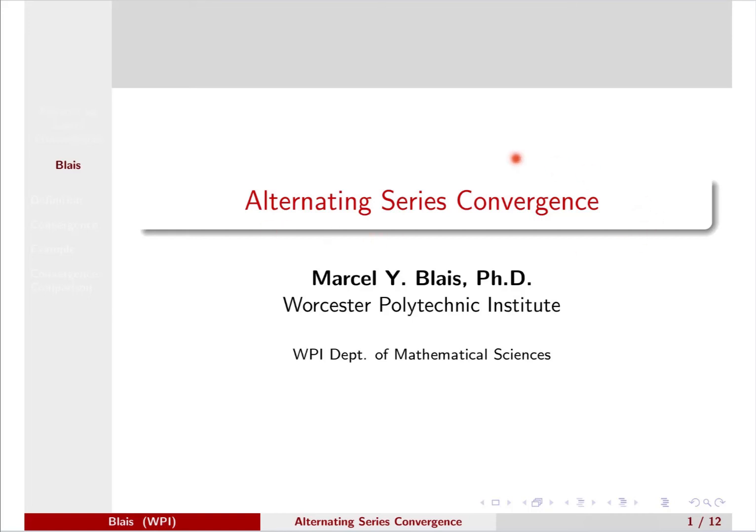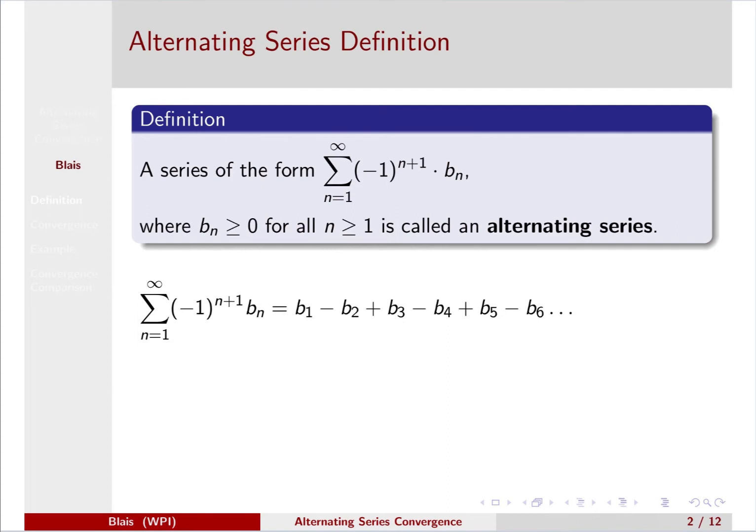In this lecture, we will be examining the topic of alternating series convergence. Recall our alternating series definition. We have a series of the form sum n going from 1 to infinity of some power of minus 1 times a non-negative term b_n. And the idea, however we index it, is that we have a sign change every term. So we have a plus, minus, plus, minus, plus, minus.